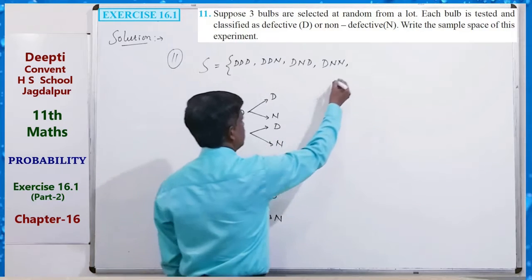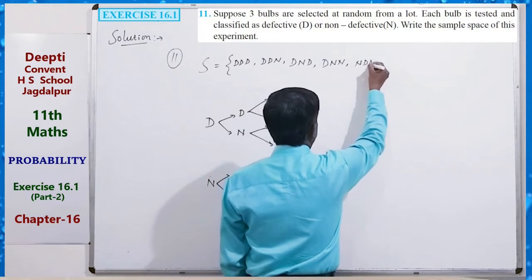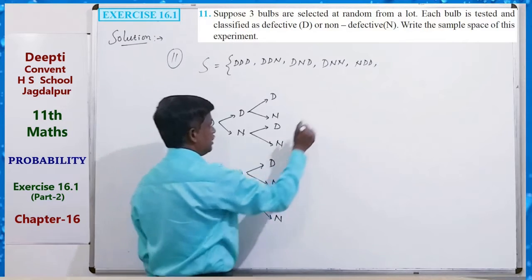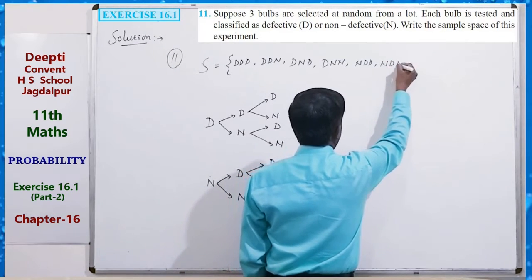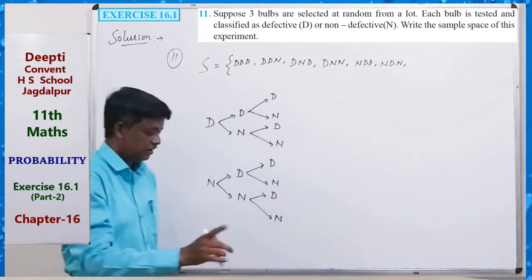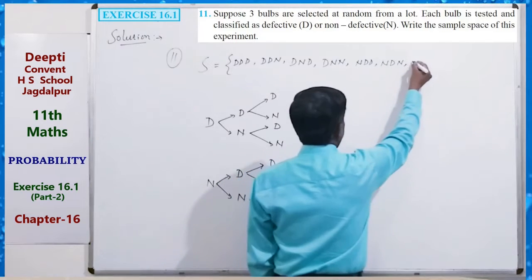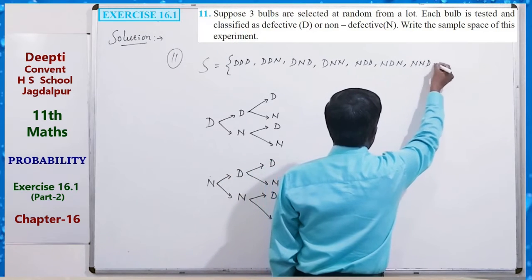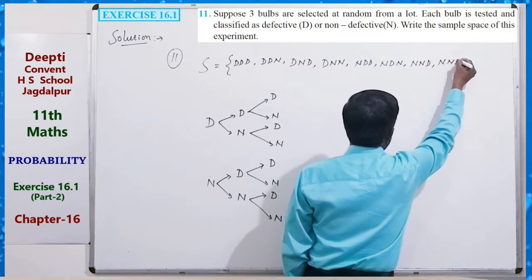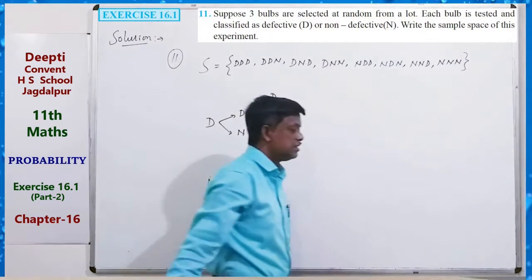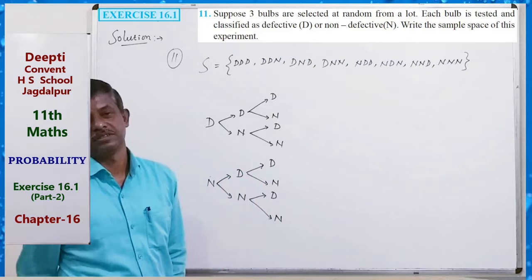N, D, D. And then N, D, N. And 2 are remaining. What? N and D, N and N. N, N, D, and N, N, N. So this is the sample space.